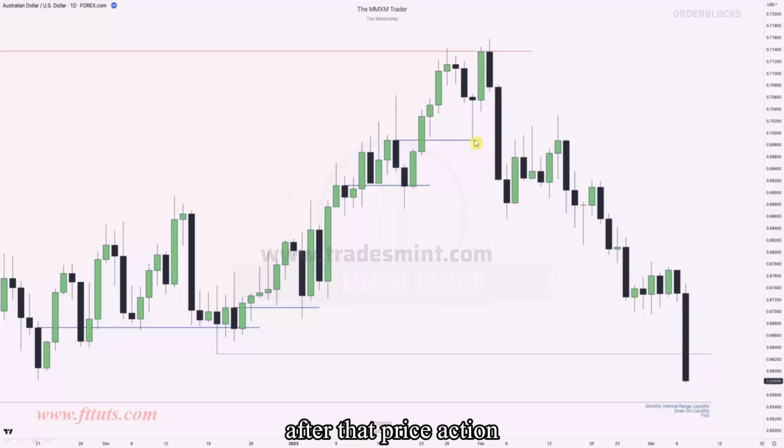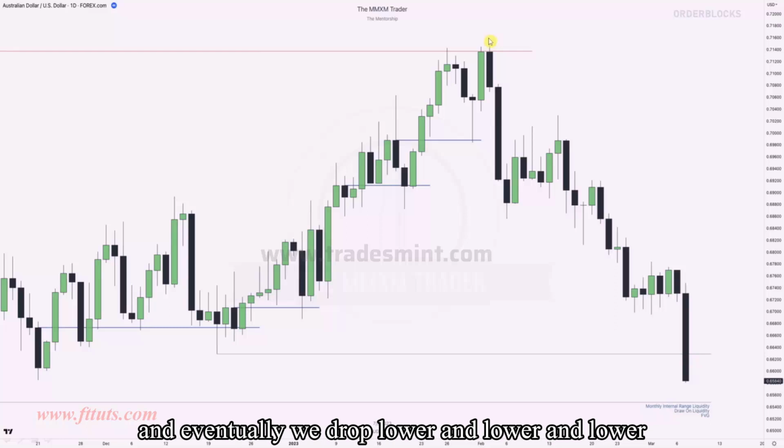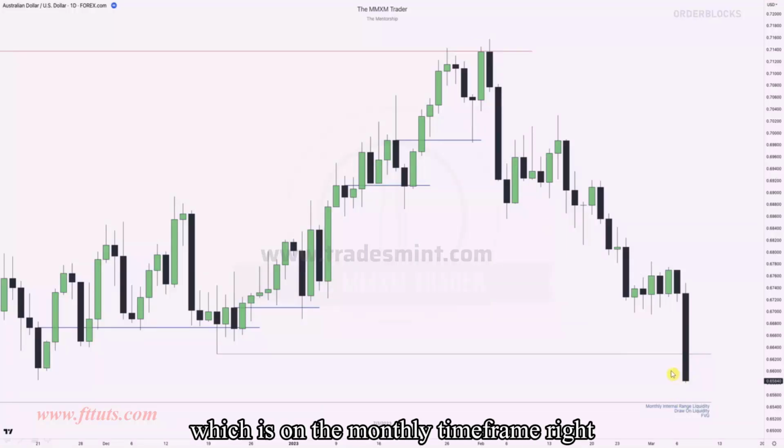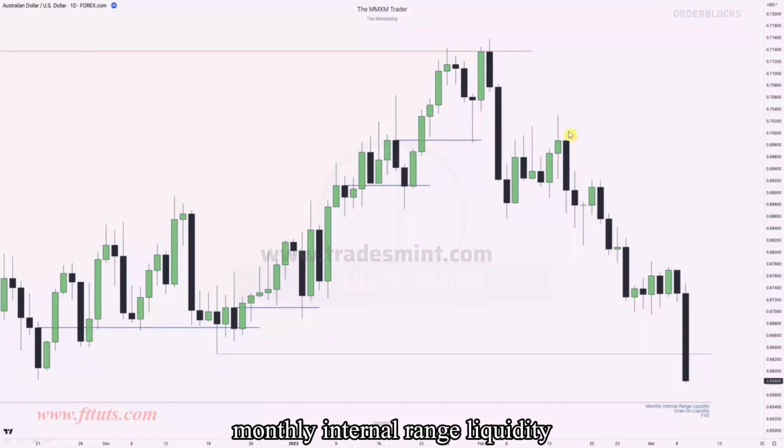After that, price action pushes up into that external range liquidity, and eventually we drop lower and lower and lower. And remember, we have these lows down here, right? So this is for later liquidity, engineered liquidity. After we take external, we want to go to internal range, which is on the monthly time frame, right? So we use daily structure to go back down into that monthly internal range liquidity.